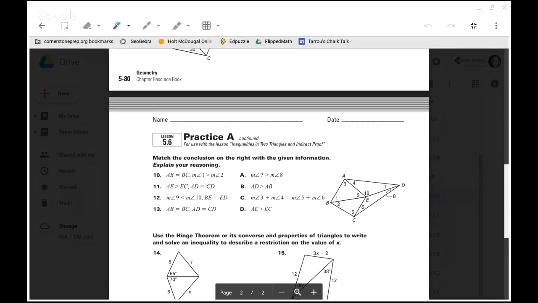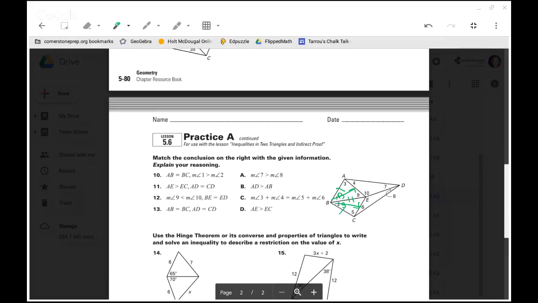So if we look at 10, it says AB is equal to BC. So let's mark that. AB is equal to BC. And angle 1 is greater than angle 2. So angle 1 is the biggest angle and angle 2 is the smallest angle. Now, these triangles also have this shared side here that would be congruent as well. So we can apply the hinge theorem there. So we're going to be talking about those sides that are directly across from angles 1 and 2.